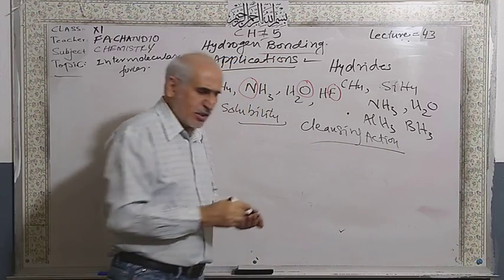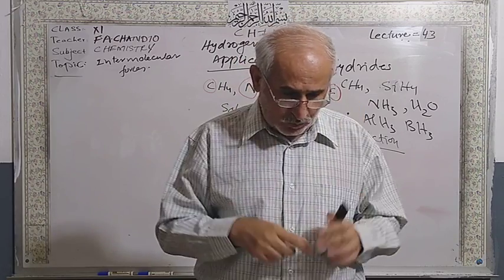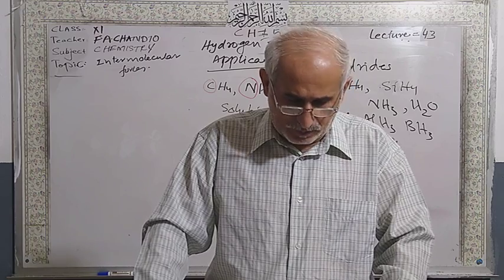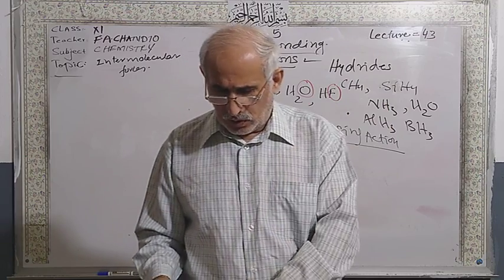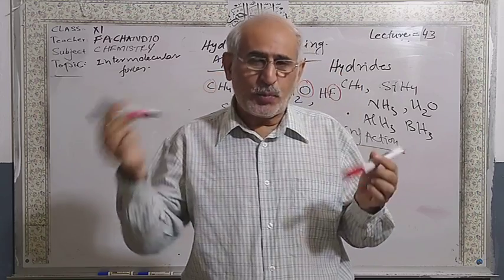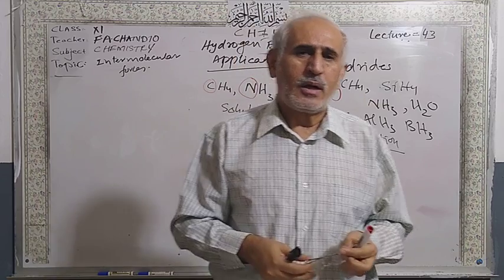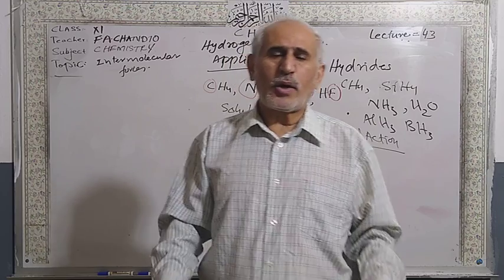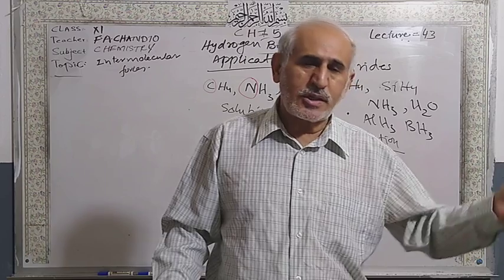We use detergents or soap to wash clothes. Soap and detergents perform the cleaning action. Their molecules have two parts, one polar part and another non-polar part. You know soap is prepared from sodium hydroxide, which forms the polar part of the soap, and the other part uses fat, oil or ghee. So this is the non-polar part.